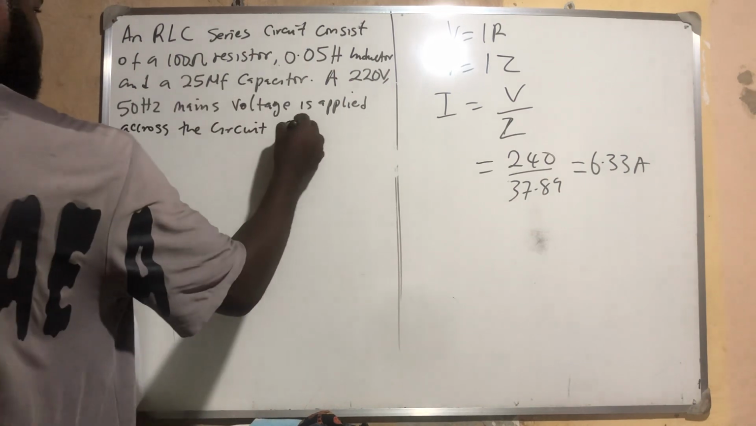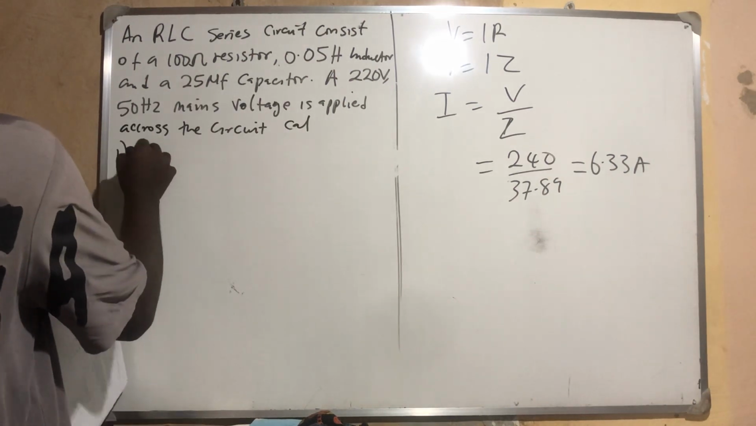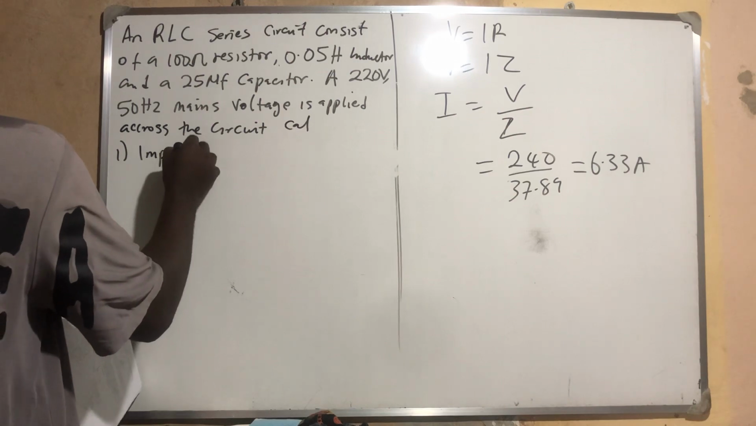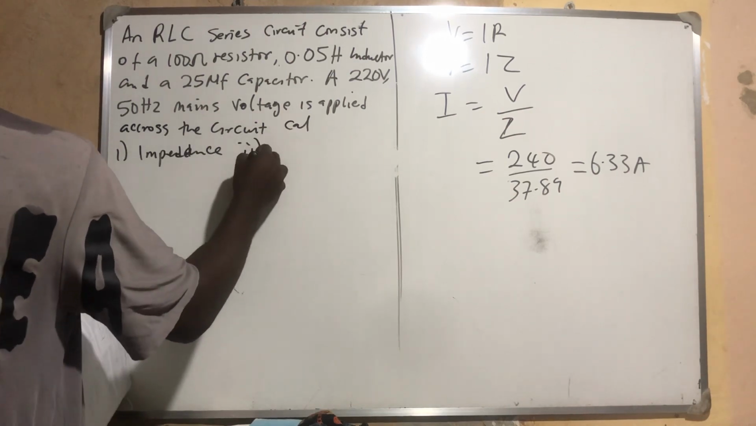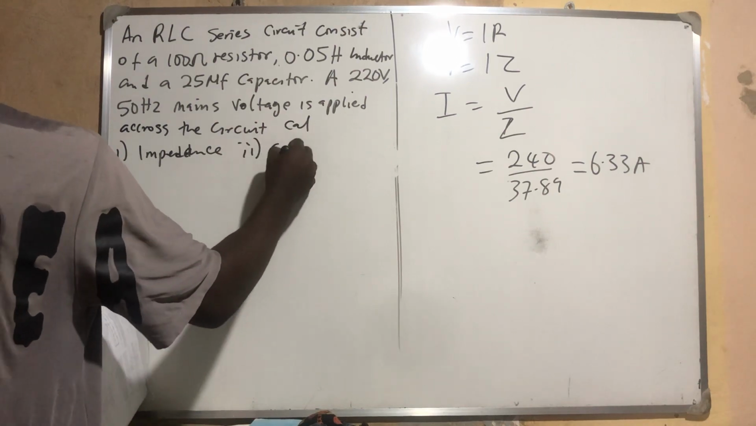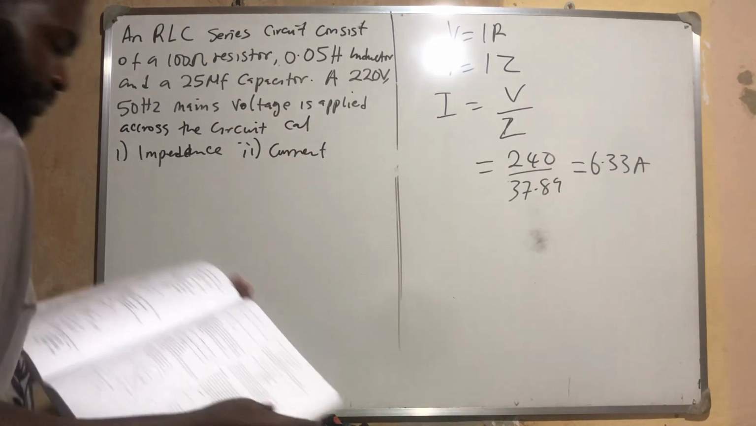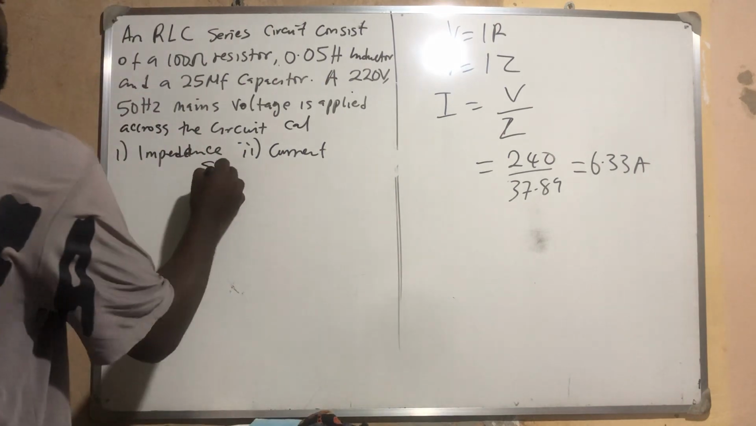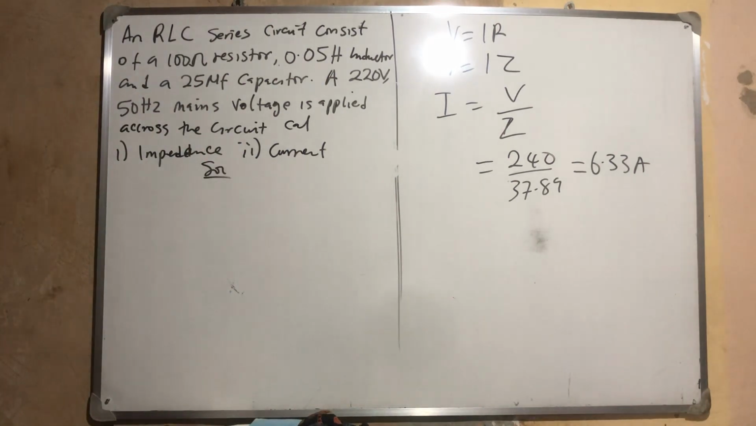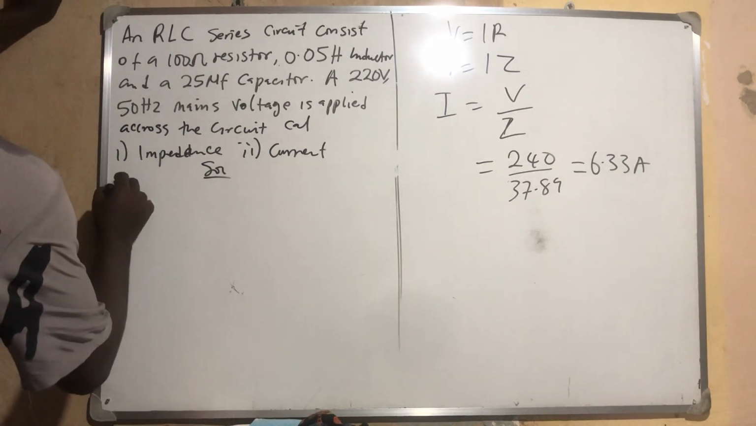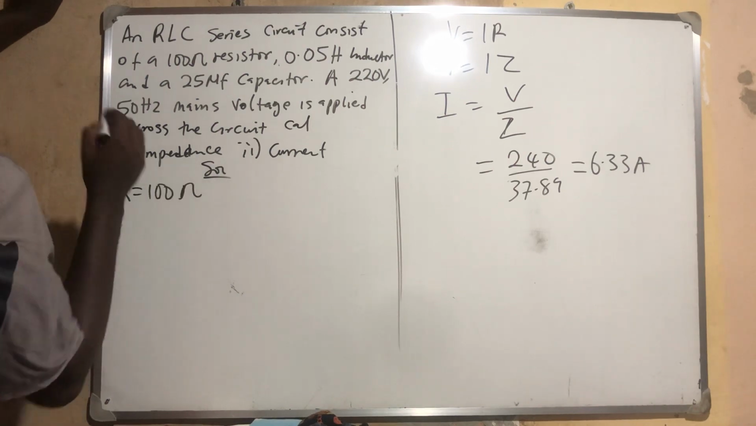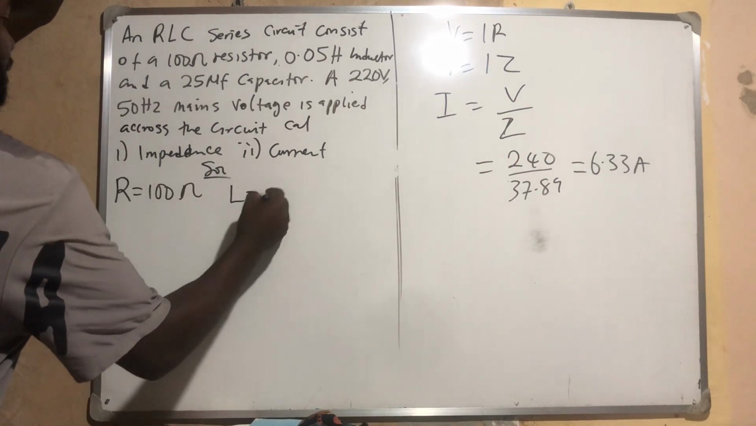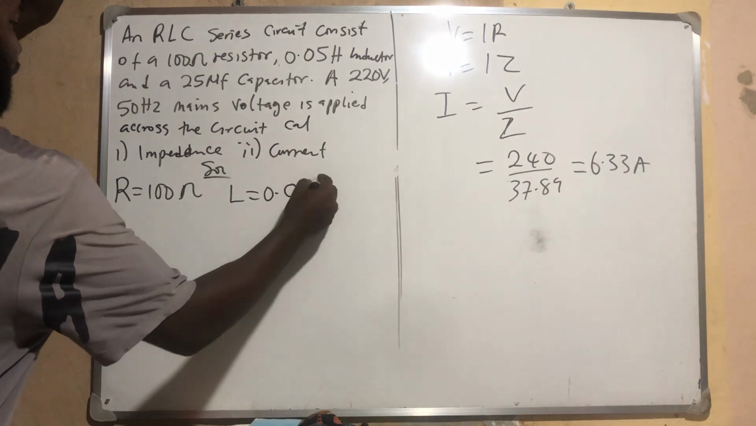Then I calculate the impedance. Then I calculate the current. Okay, so this is a very simple question solution. Even without being told that we should calculate the impedance, we are supposed to know that we are to calculate the impedance. They gave me that my R is equal to 100 ohms. Okay, and they gave me that my L is equal to 0.05 Henry.